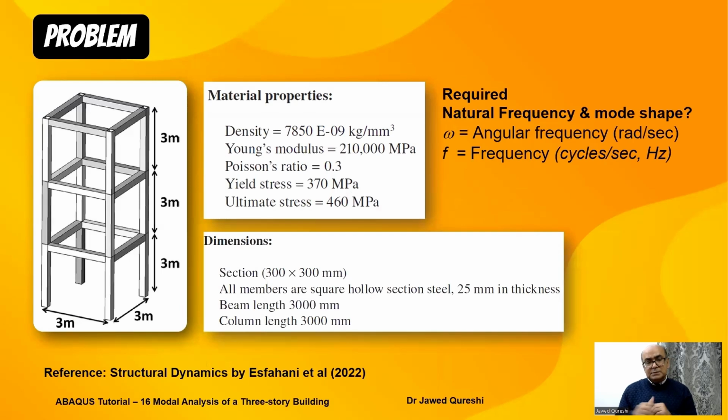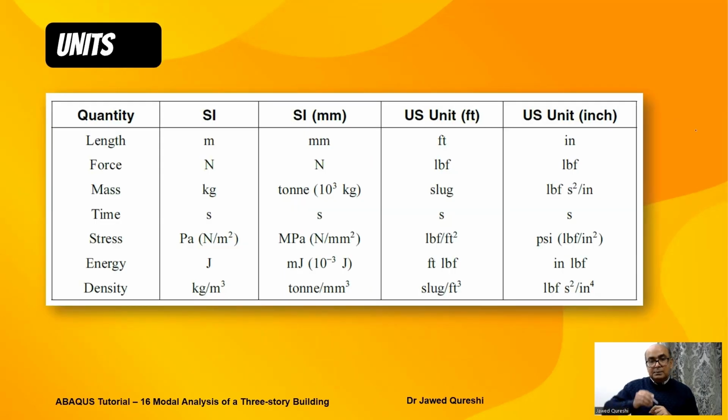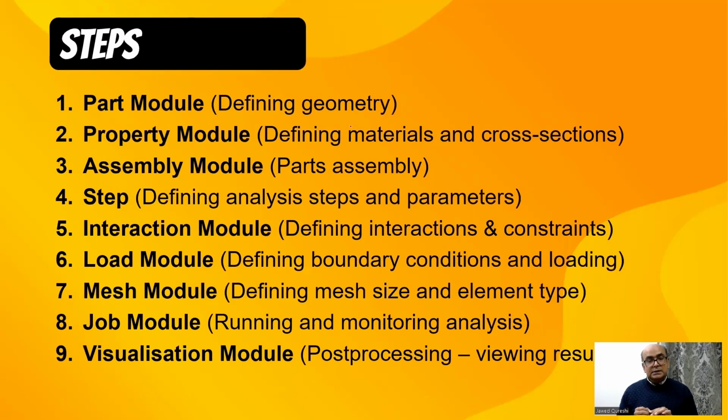This is a problem which has been taken from Structural Dynamics by Esfahani et al. The material is steel and the sections are structural hollow sections. The material properties are given and we are required to find out natural frequency and mode shapes. I will be using SI units in millimeter, where length is in millimeter and force is in newtons. As usual, I will be using these 9 steps to model the structure.